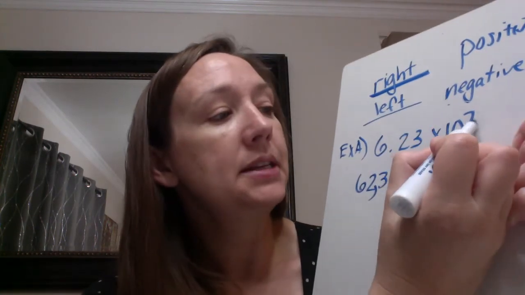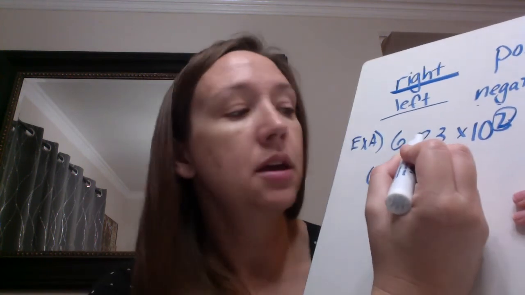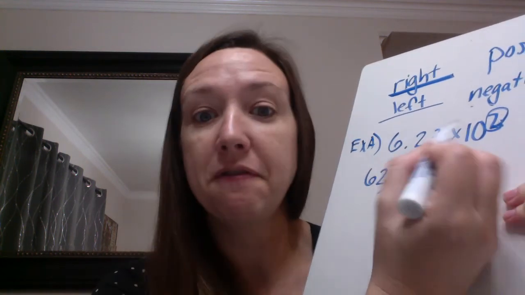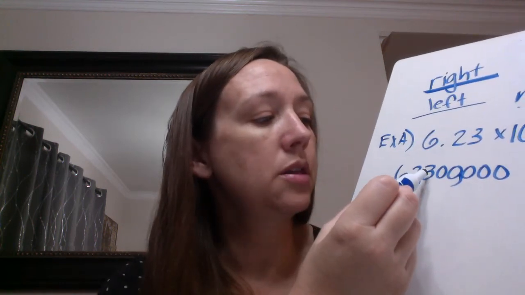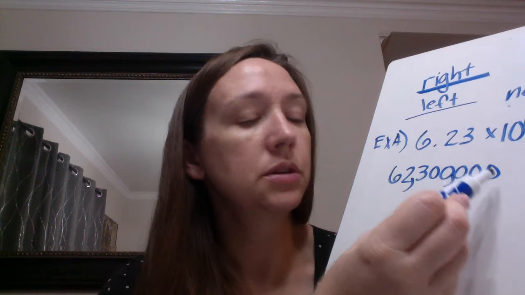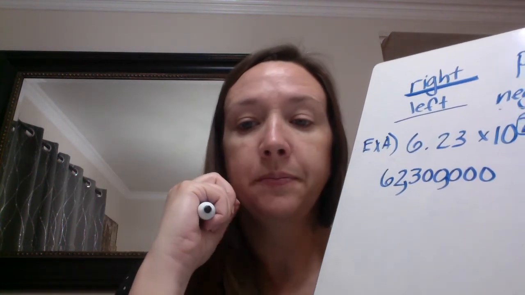There's 7 spaces, and we have 2 spaces taken up by 2 and 3, so 1, 2, and then we have 5 more zeros after that. So you go 62, and then 3, and then 0, 0, 0, 0, 0. When I put my commas in the right place, that should be 62,300,000. Okay, let's try B.